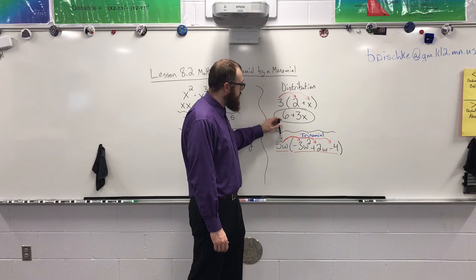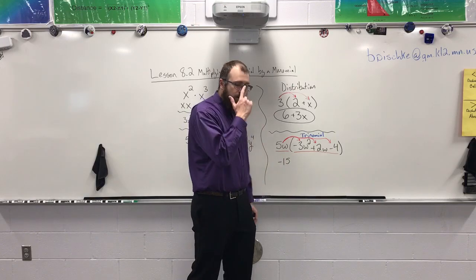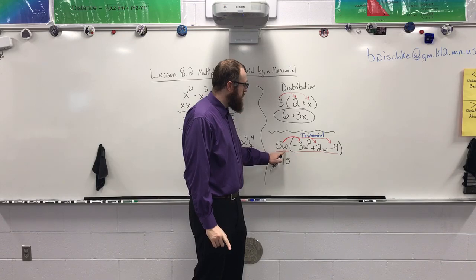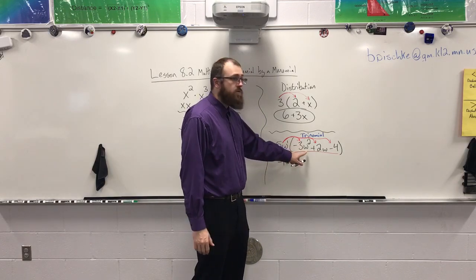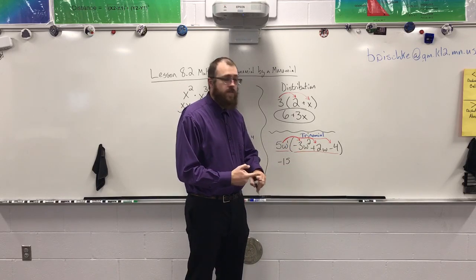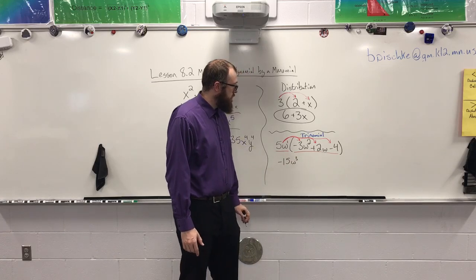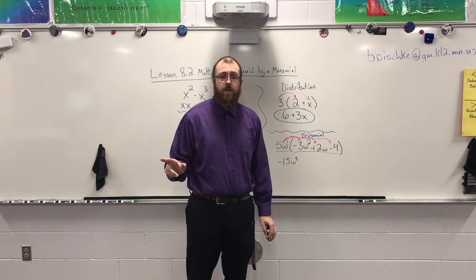Remember, we're going to do coefficient times coefficient. 5 times negative 3, negative 15. Again, we need to remember that this w here is w to the first power. So I have w to the first times w squared. When I add the powers, I end up with w to the third power. Negative 15w to the third. That's our first monomial times monomial.